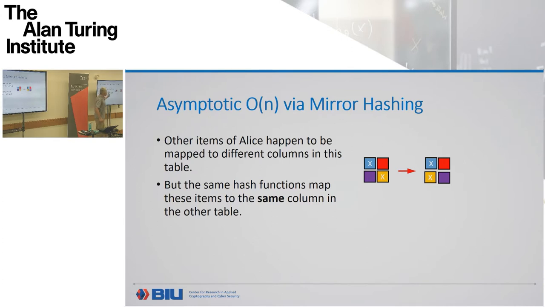She'll store them in the right set of tables using the same hash functions, but in the right set of tables, we reverse or mirror the order of the lower two hash functions. So if two items were mapped in the left set to two tables which are not in the same column, they'll be mapped in the right set to two tables which are in the same column.